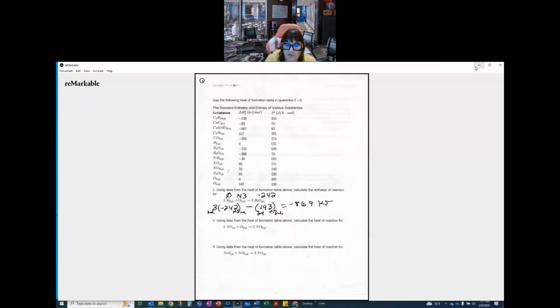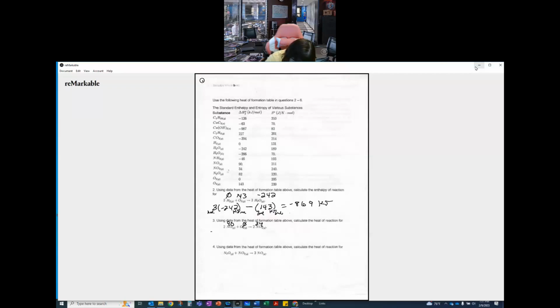Using data from the heat of formation table above, calculate the heat of reaction for 2NO gas. I have an NO gas of 90 plus O2 is 0 plus 2NO2, which is 34.